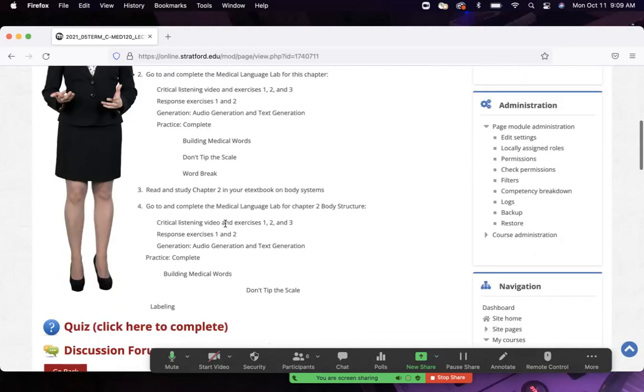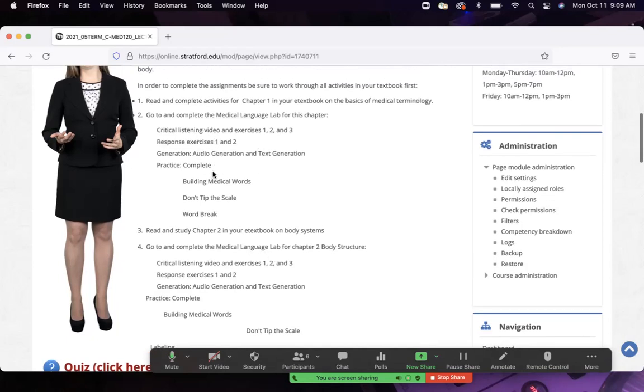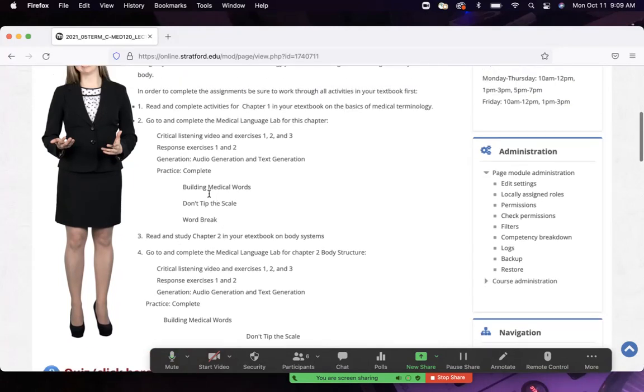And of course, we're going after chapter 2, and there are critical listening video and exercises 1, 2, and 3, response exercises 1, 2, and generation, audio generation, and text generation. So it's like wash, rinse, and repeat. It's the same three things. Now, this practice, that's if you've got some extra time and you want to do some more practice. You're good on that. But what I'm really looking for is these three.